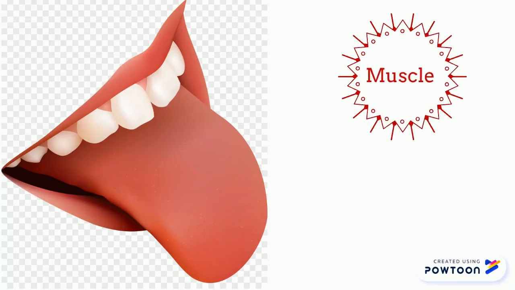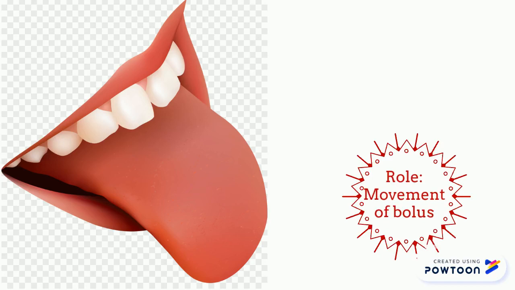It's important to remember that the tongue is a muscle, and like any other muscle in the body, this can become weaker with age. This weakening can have an impact on the oral phase of swallow. The main role of the tongue during the oral phase of swallow is to move the bolus from the front to the back of the mouth.